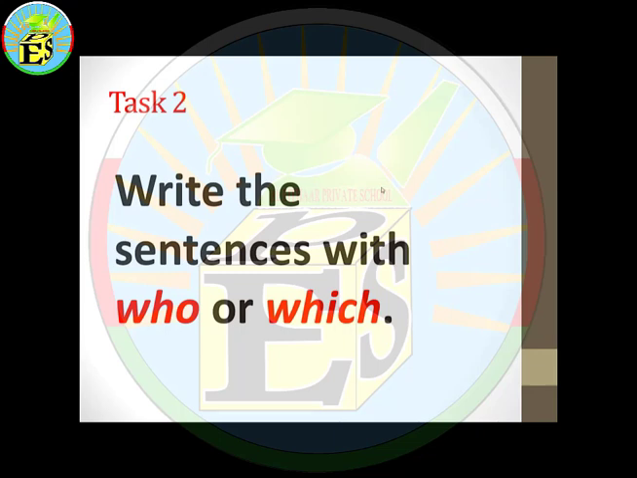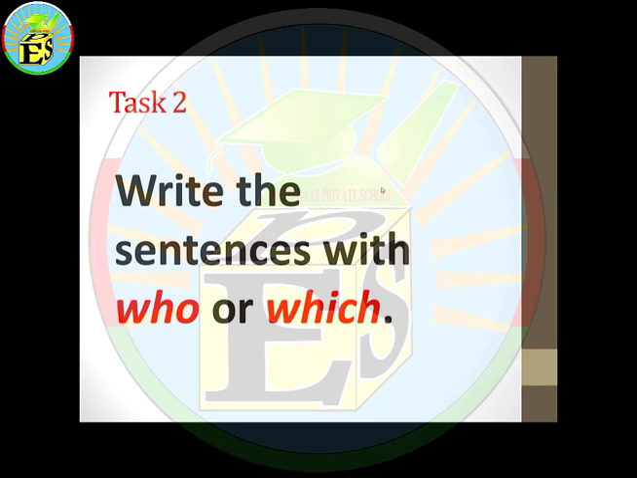Sentence number 4, or example number 4. This is the boy. He bought the biscuits. We're talking about the boy, so the correct pronoun to use is who. This is the boy who bought the biscuits. The last example that we have. This is my uncle. He lives in the USA. We're talking about my uncle, so this means that he's a person. So, this is my uncle who lives in the USA.